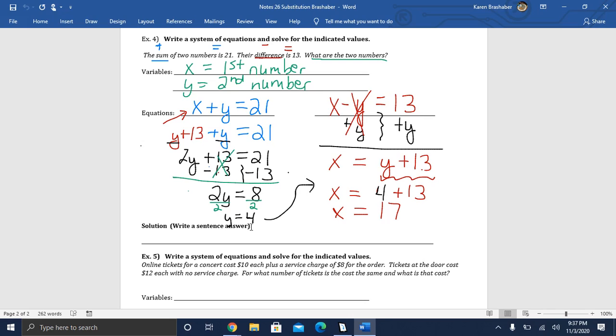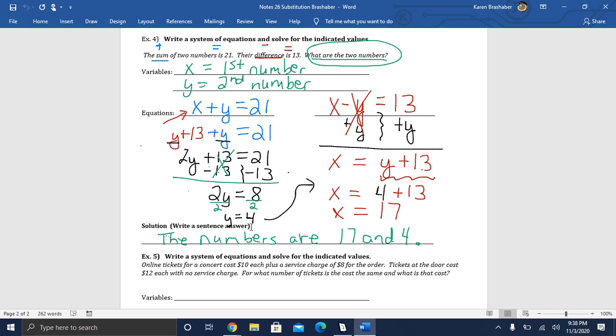Now, normally we write our answers as ordered pairs, but this is a word problem, so I'm asking for a sentence answer. Here's my question. What are the numbers? So state back the question. The numbers are, and then state what your two numbers are, 17 and 4. 17 and 4. And then end your sentence with a period.